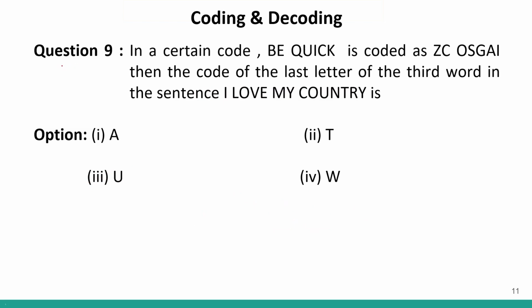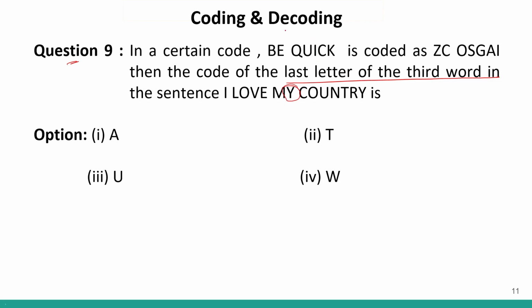Clear? Now let us look at question number 9. Question number 9, BE QUICK is coded like this. We have to find the code of the last letter of the third word in this sentence. So the third word is QUICK, and the last letter is K. So we have to basically find the code for Y. Okay, we have to find the code for Y.